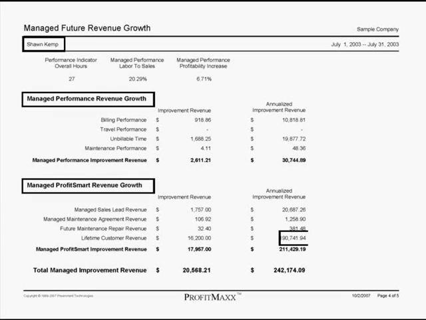So we could see annual improvements there for Shawn Kemp of $190,741. That puts Shawn's managed ProfitSmart improvement revenue at $17,957 and his annual performance improvements at $211,000. His total managed improvement revenue altogether for the month is $20,568. Over the course of a year, that totals up to $242,174. Again, we're talking about some serious money here.